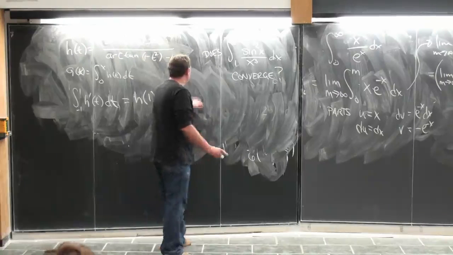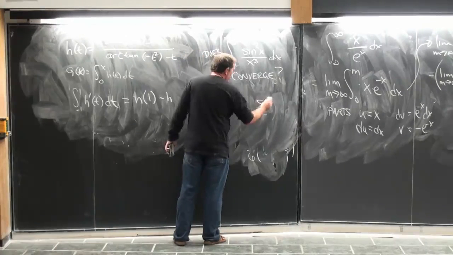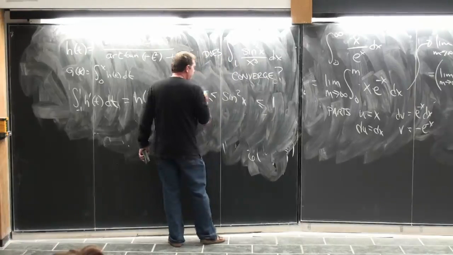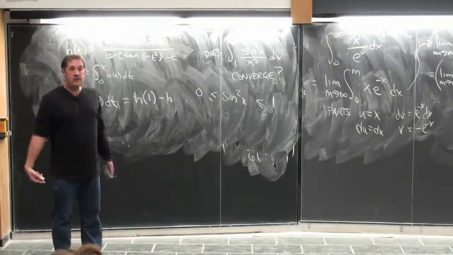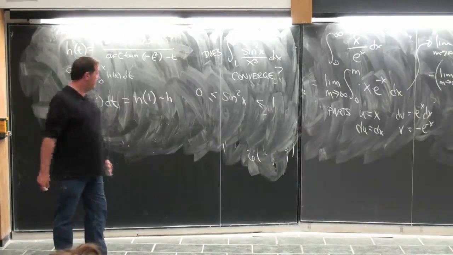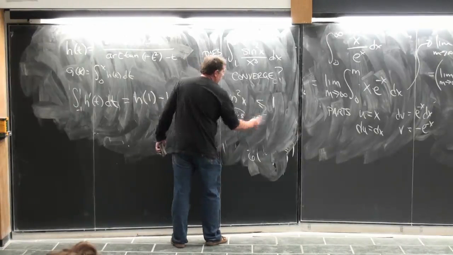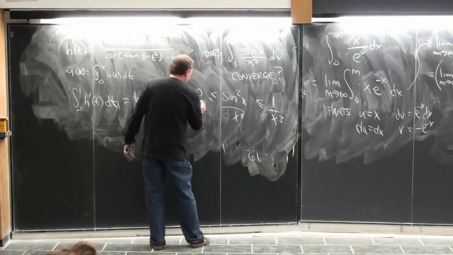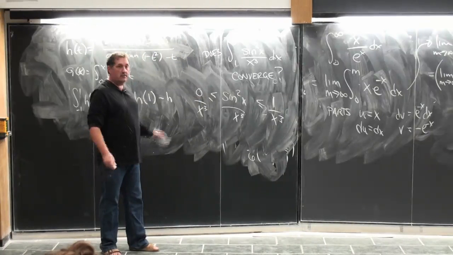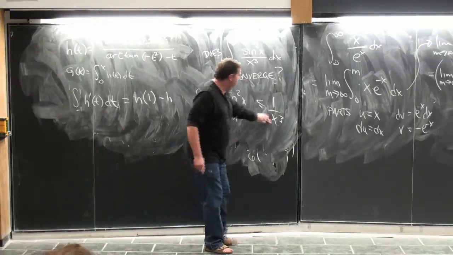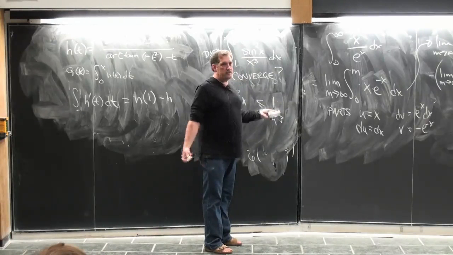So we use the fact that sine squared of x is always less than 1, because you're taking a number less than 1 and you're squaring it, you get something between 1 and 0. And so that means that if we divide it by x cubed, it's between 1 over x cubed and 0. And so if this converges, then happy times. If this doesn't converge, we know nothing.